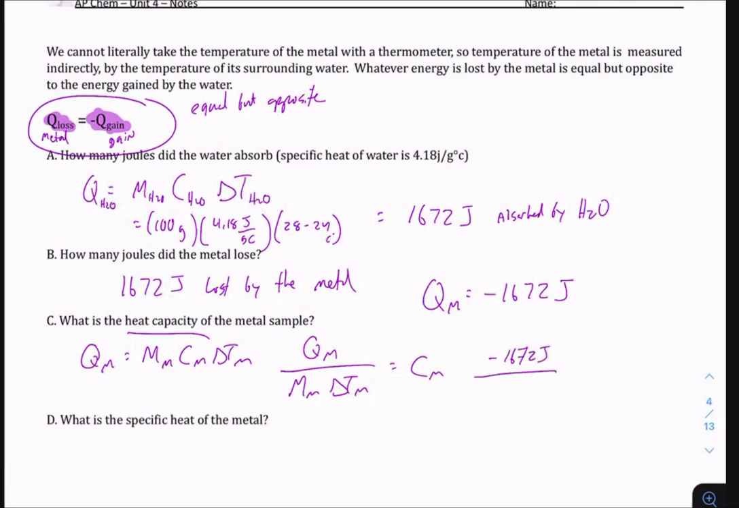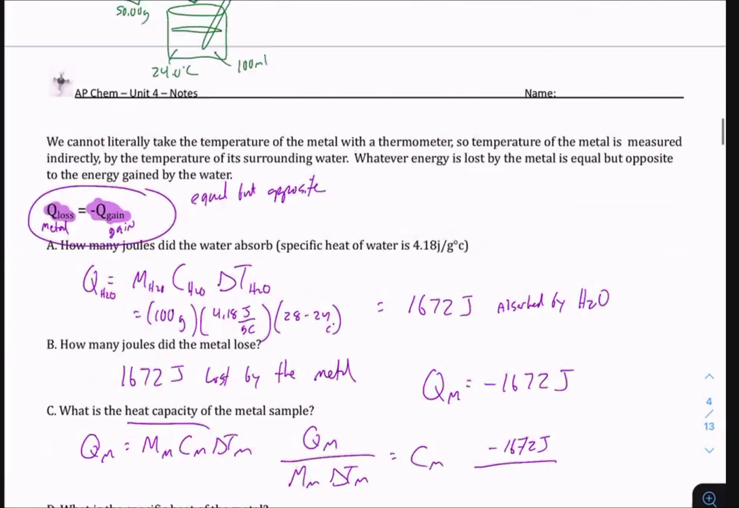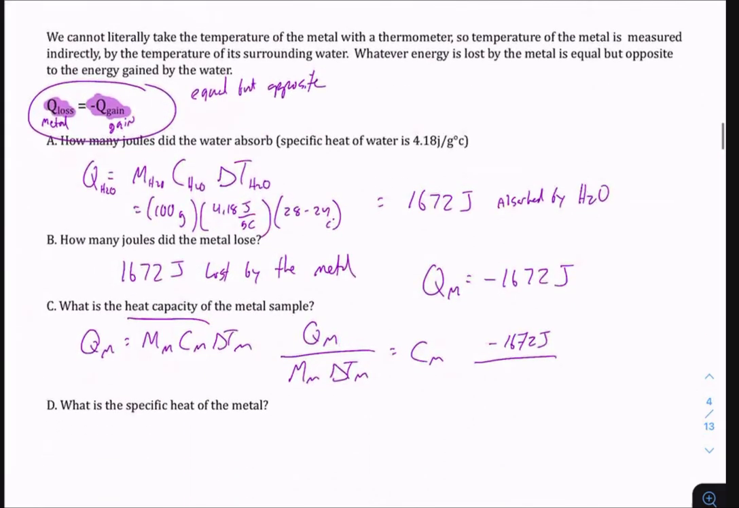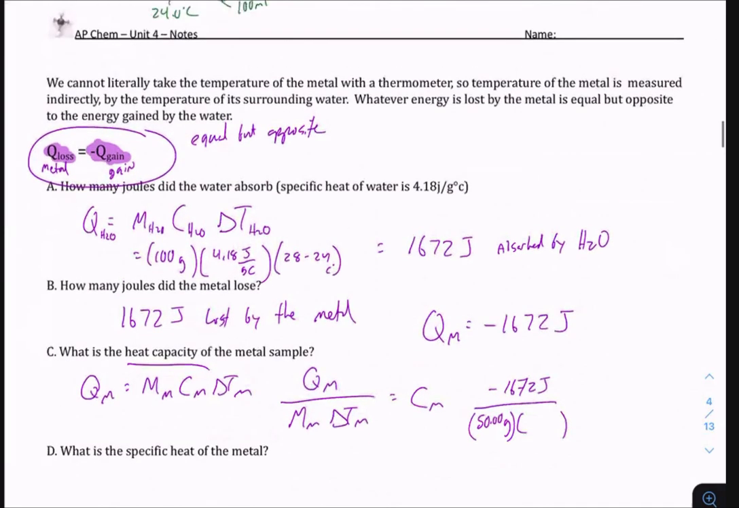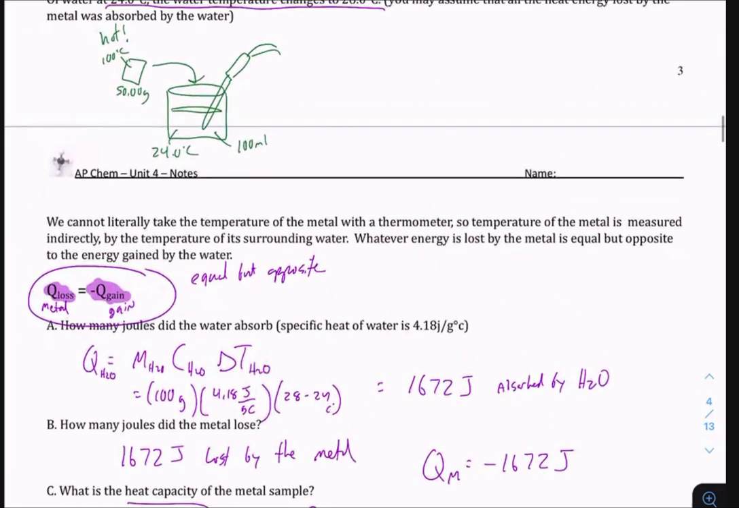Mass of metal, how much did this metal piece weigh? 50 grams. Temperature change of the metal. Okay, be careful here. The temperature final minus the temperature initial. So in this situation, when this metal was placed in that beaker, the metal and the water eventually reach what we call thermal equilibrium.